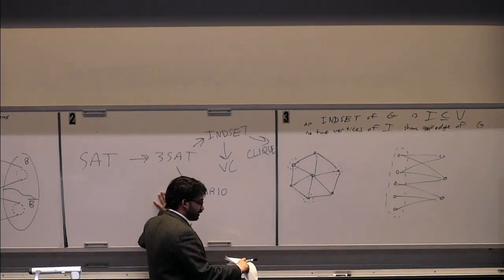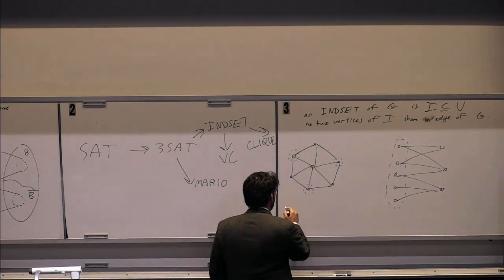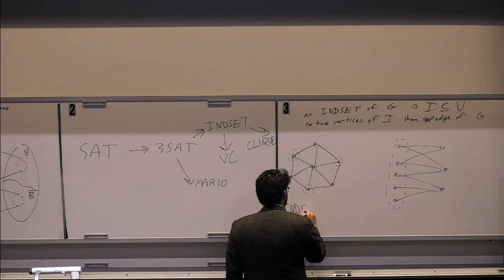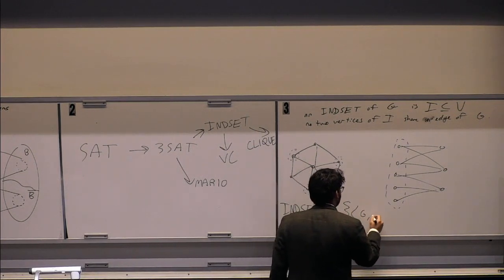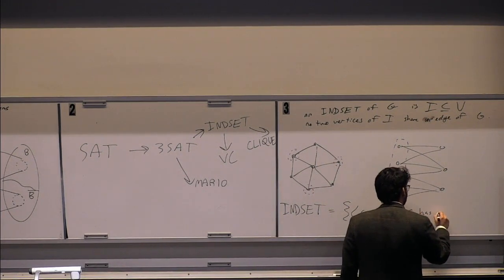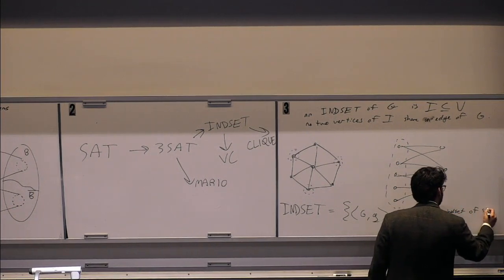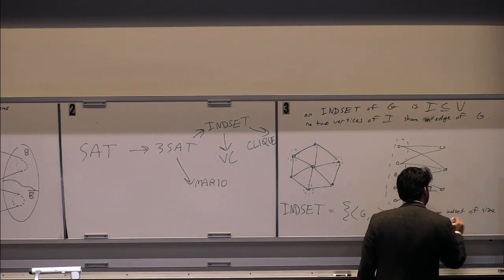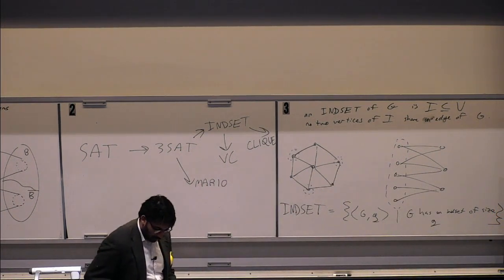Let me formulate this as a decision problem. If we were to formulate this as a decision problem, we would call it IND-SET, equal to pairs of encodings of graphs G and some number g, little g, such that G has an independent set of size g, right?